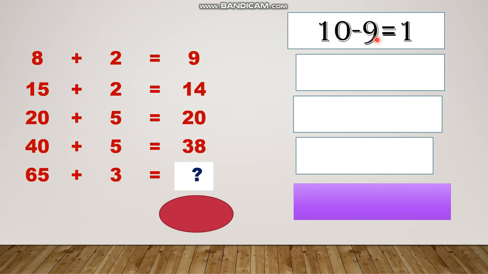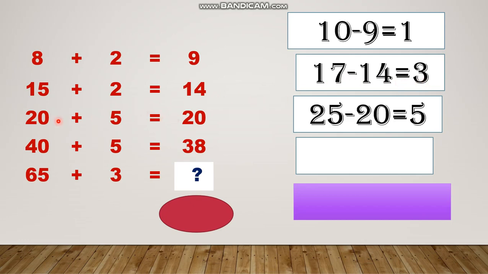In the same manner, the second one: 15 plus 2 is 17, the given answer is 14, and 17 minus 14 is 3. Next, the third one: 20 plus 5 is 25, the given answer is 20, and 25 minus 20 is 5. Next, the fourth one: 40 plus 5 is 45, the given answer is 38, and 45 minus 38 is 7. Just look and identify the pattern.